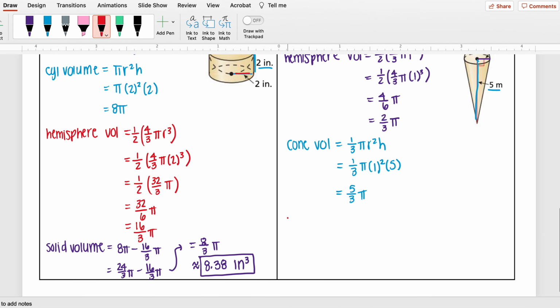And so that means that my solid volume is just equal to the hemisphere volume plus the cone volume. So I have 2/3 pi plus 5/3 pi. 2/3 plus 5/3, I get 7/3 pi. And when I multiply that out, I get approximately 7.33 meters cubed.